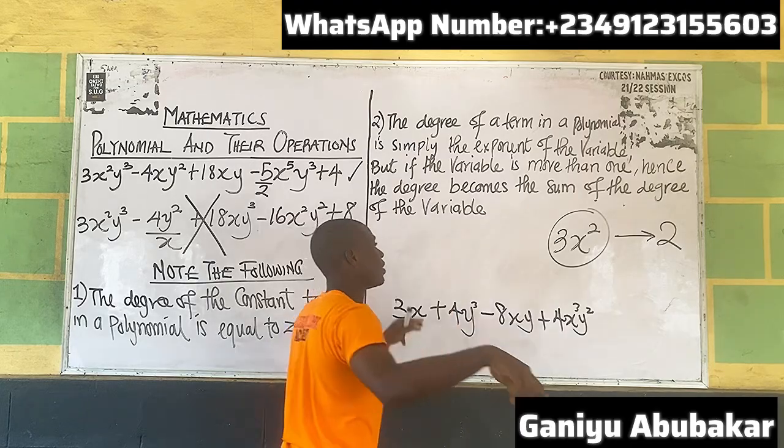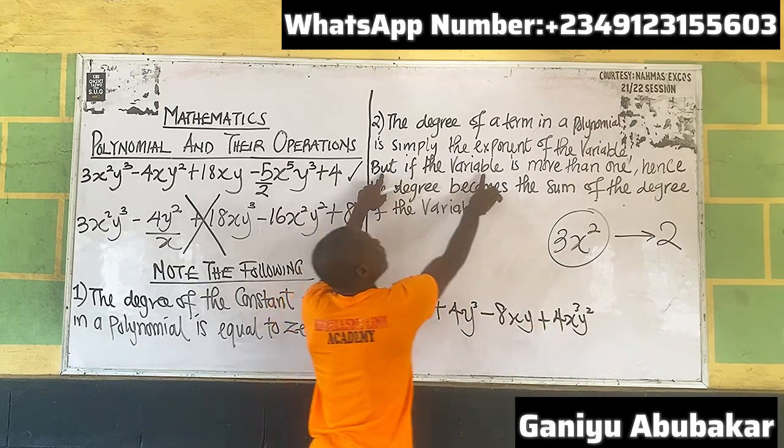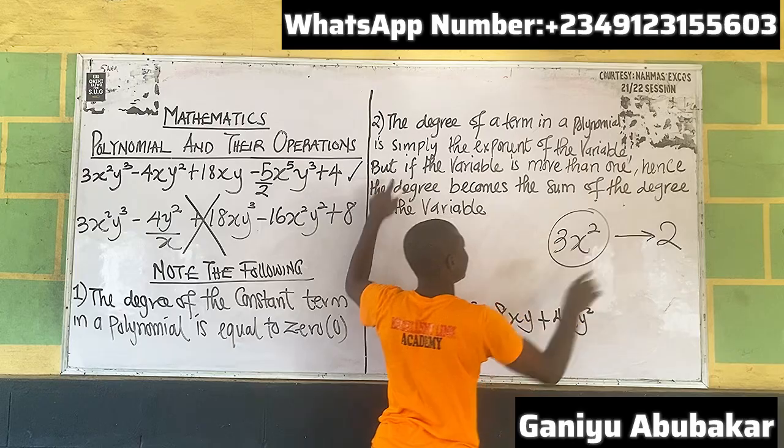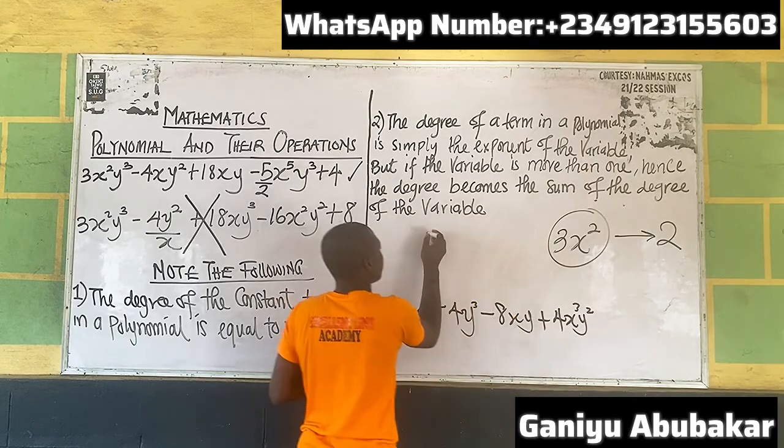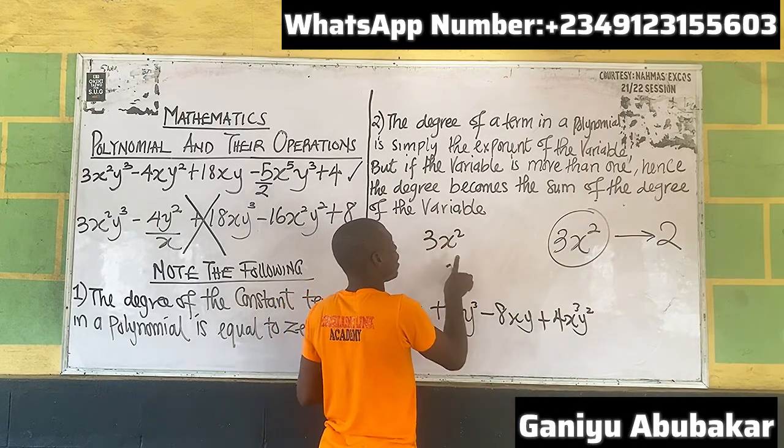And I said again that, but if the variable is more than one, that is, for instance, I'm having 3x squared. Now, variable is 1 here.